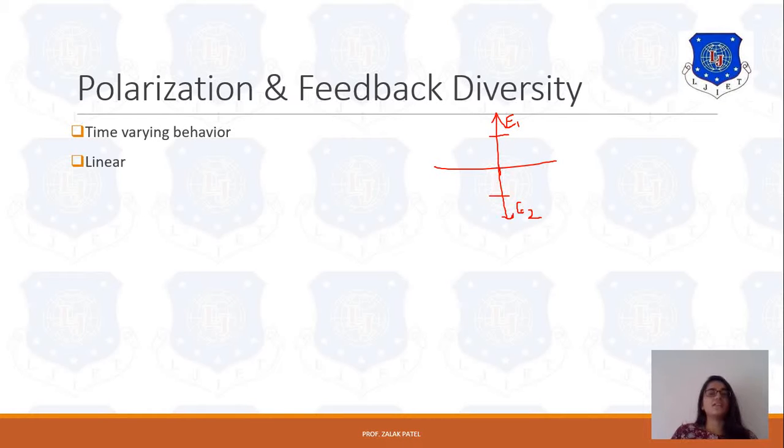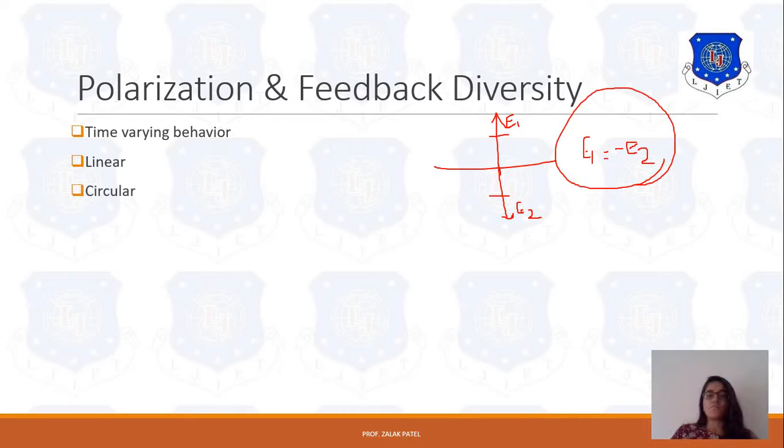So we can say that E1 is equal to E2 in terms of magnitude, but in terms of direction we can say that E1 is equal to minus E2, which means it is in the opposite direction. So this is the case of the first polarization.